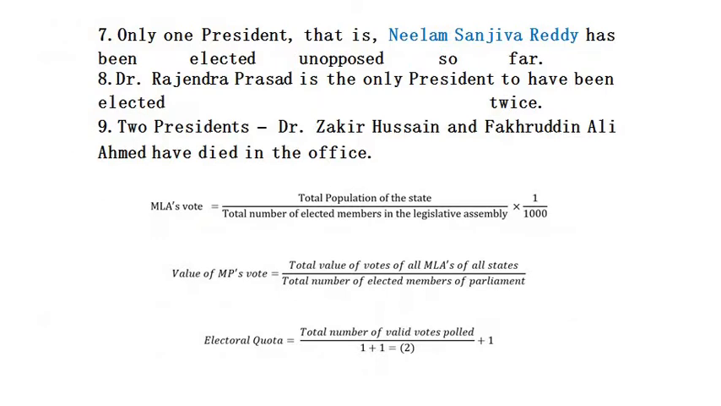Then, only one president, Neelam Sanjeeva Reddy, has been elected unopposed so far. That means there was no opposition for the presidential election. Dr. Rajendra Prasad has been elected two times. Two presidents, Dr. Zakir Hussain and Fakhruddin Ali Ahmed, have died in office. Then how the MLAs' votes and the values of MPs' votes, the equal quota, are calculated is given by three formulas. You can go through this.